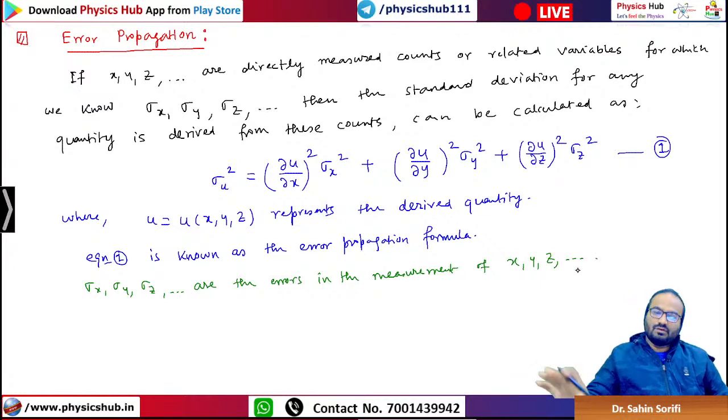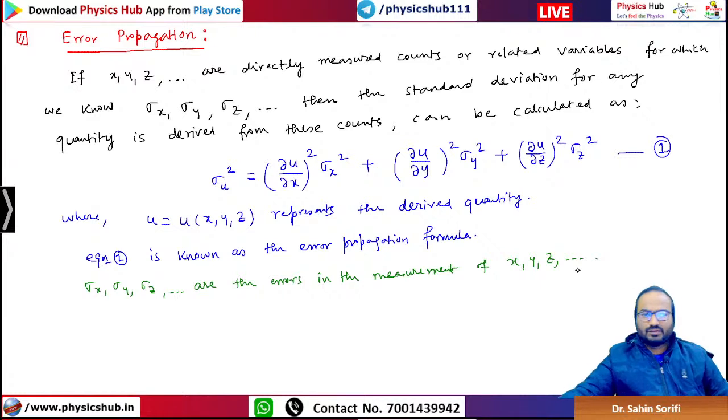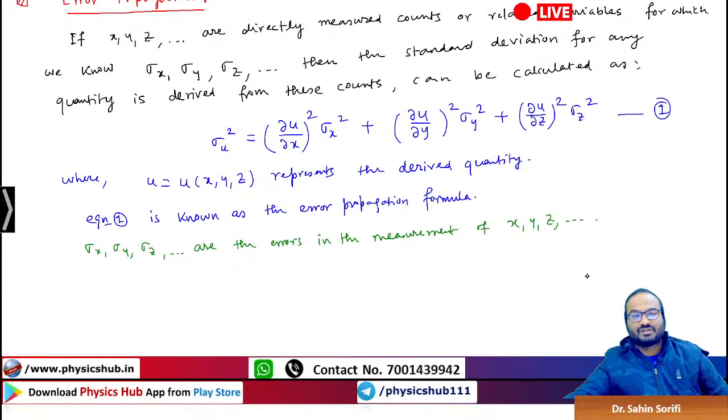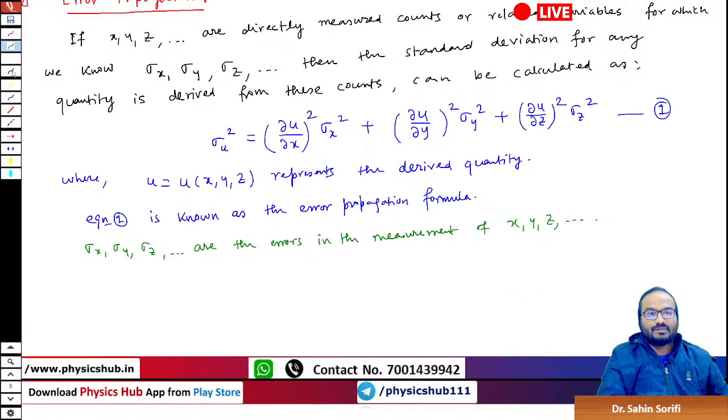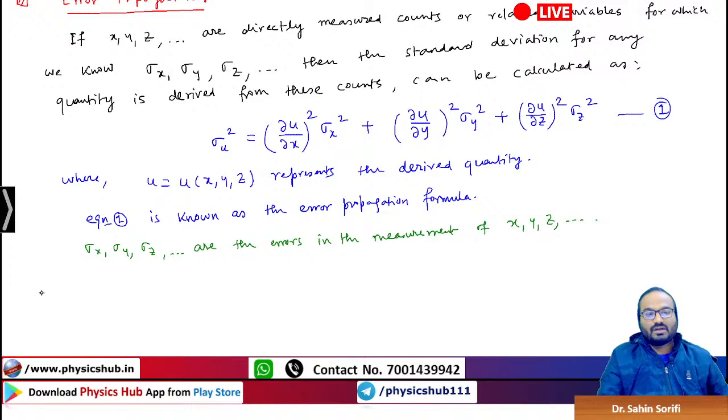Now, this is the overall formula. All other formulas will be derived from it. This is the actual formula. You need to remember this. This is the error propagation formula. Let us apply this concept to sum or difference.